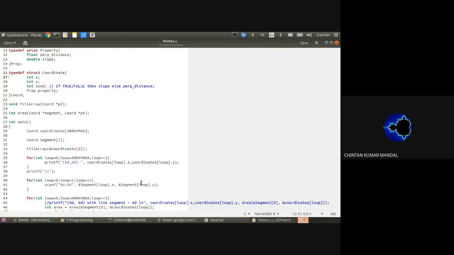Even though I would have been using 24 bytes, if I had taken both to be a struct, I would have used either a perpendicular distance or the slope. So it was no use actually. It was no use.